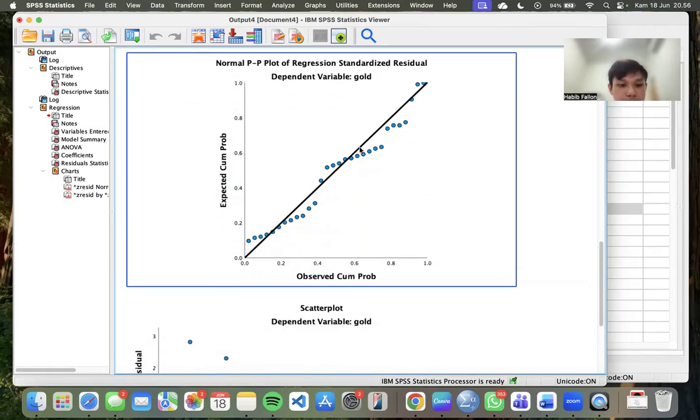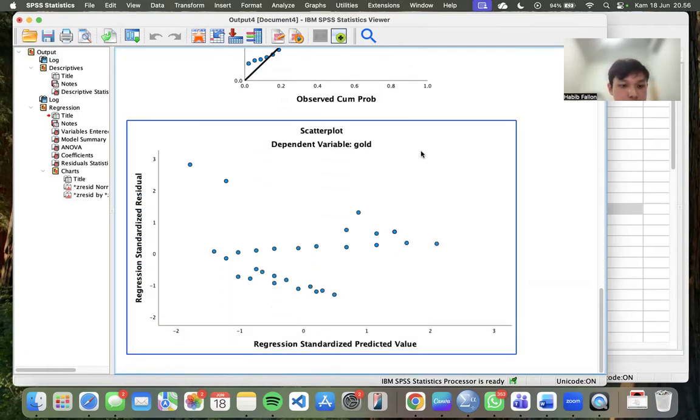And then I will explain this normal P-P plot. In this normal P-P plot, the points generally follow the diagonal line, as you can see. So the residuals can be considered normally distributed and the normality assumption is satisfied. And then the last one is the scatter plot. Based on the scatter plot, the points are randomly distributed like this and do not form a specific pattern. So there is no indication of heteroscedasticity, and the model satisfies the homoscedasticity assumption.